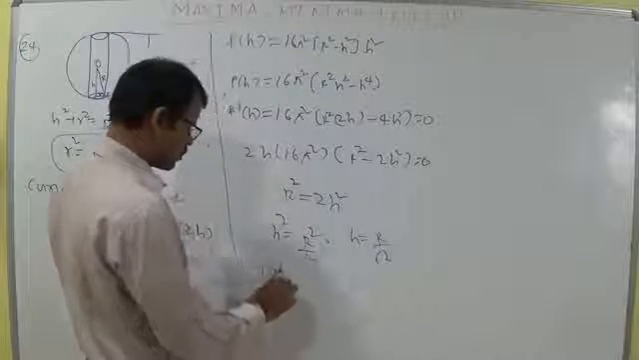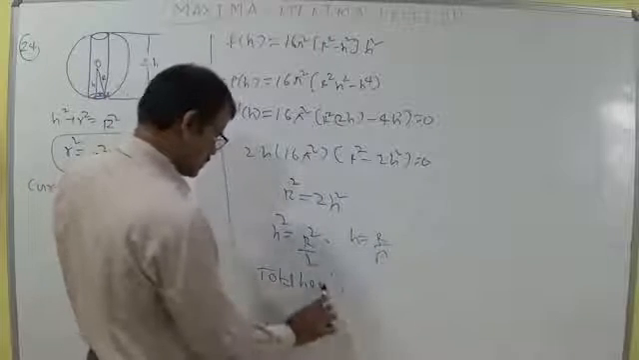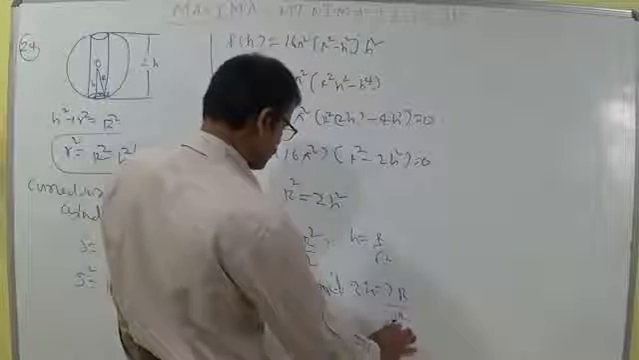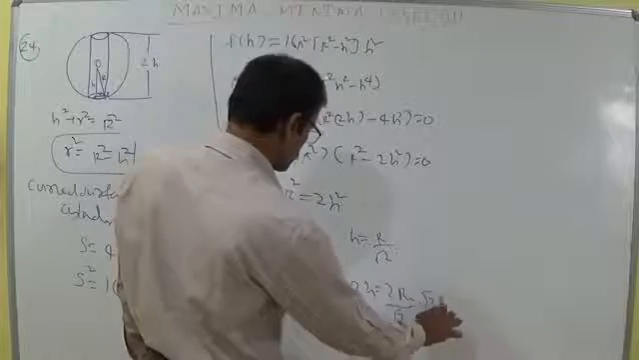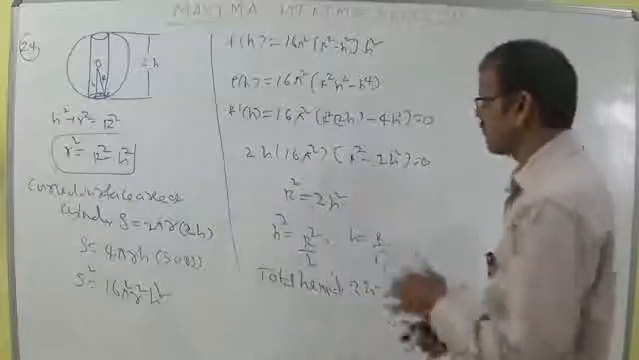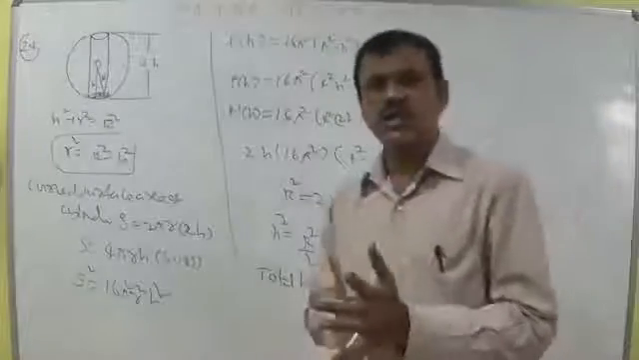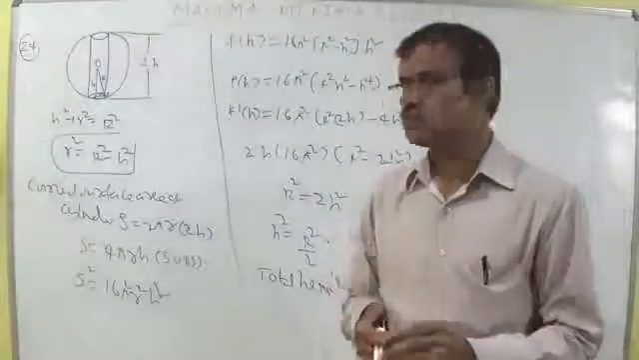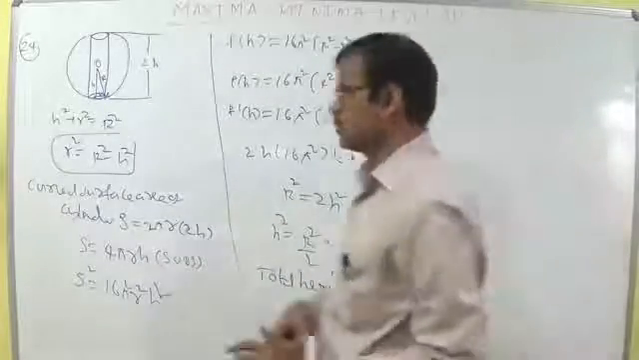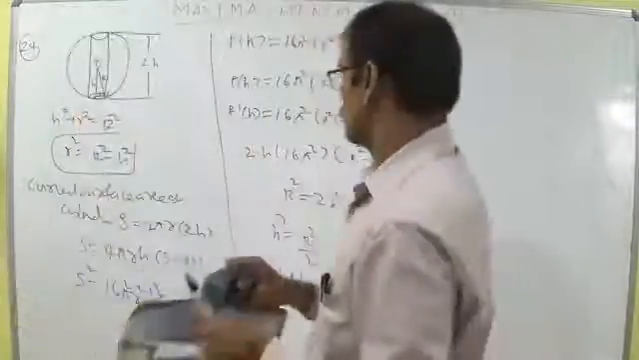Here we need the total height. Total height 2h is equal to 2R by root 2, so this is equal to root 2 R. Students, I know that this is an important sum in IPE. Maybe you did it by another method, no problem. The cylinder which has maximum curved surface area and is inscribed in a sphere has height root 2 R. So the relation between the radius of the sphere and the height is root 2 R.